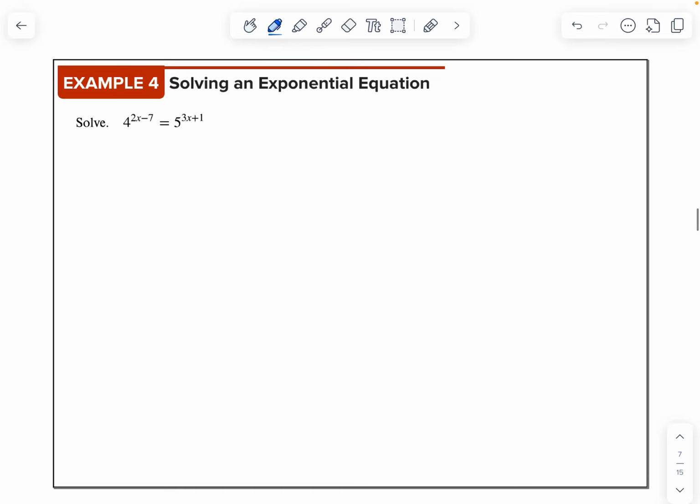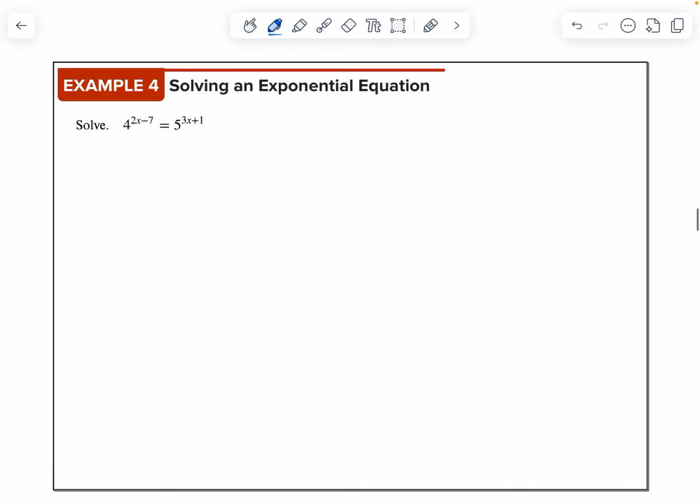All right, this is the toughest one on the entire slideshow. This is the toughest one of the unit probably. If we have ones with bases that don't match up, and there's no way to get the bases to match up, that's always our first method of defense. Can we get the 4 and the 5 to have the same base? Nope, can't do it. I could take a log on both sides with the same base.